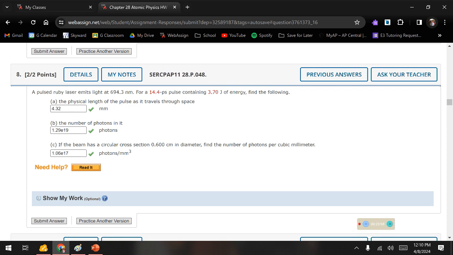Yes, we did. Okay, so A, I believe, was just simply the speed of light times 14.4, right? Part B asks you to go figure out how many photons are in a certain amount of energy. So what you do is you use either hf or hc over lambda, and that's what I would use because they're giving you lambda, to get the energy of one photon. And then it's simply the total energy divided by the energy in a photon would tell you how many total photons there are.